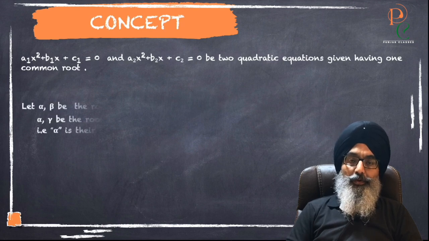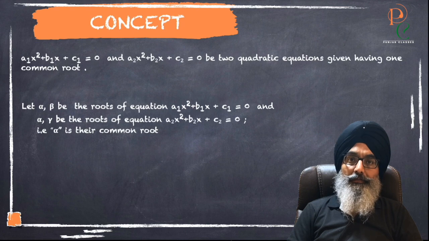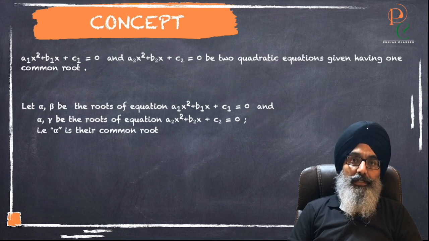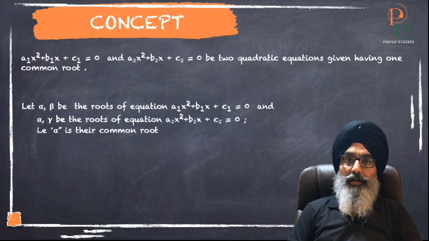So let's suppose that the roots of the first equation are alpha, beta and the roots of the second equation are alpha, gamma. It means alpha is the common root. So using alpha as a common root, we are supposed to find some relation between a1 b1 c1 and a2 b2 c2. Let's see how we'll find that and what the relation will be.